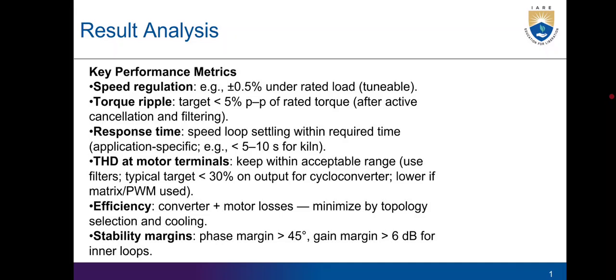Result analysis. Key performance metrics: speed regulation, torque ripple at rated torque, response time, speed loop settling within the required time, THD at motor terminals kept within acceptable range, efficiency, converter plus motor losses minimized by topology selection and cooling, stability margins: phase margin, gain margin, inner loop.